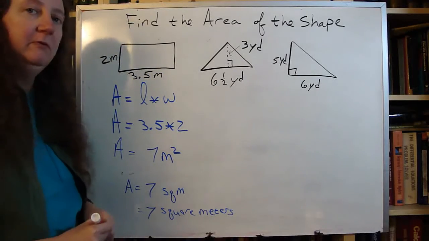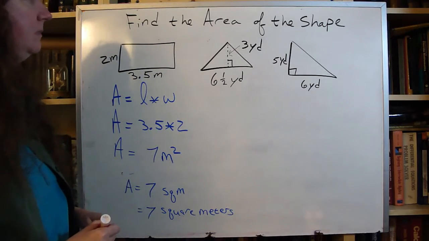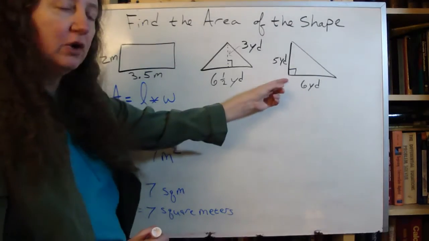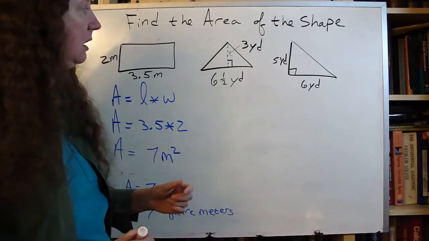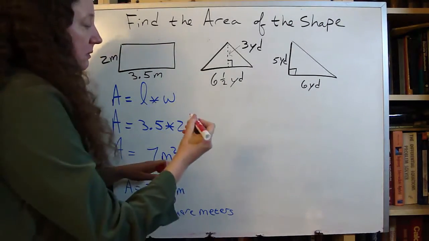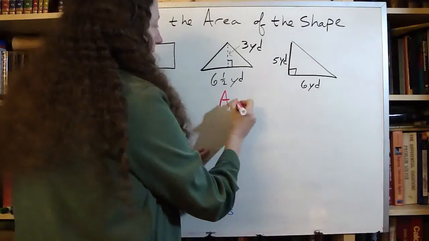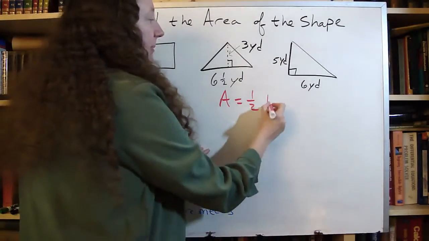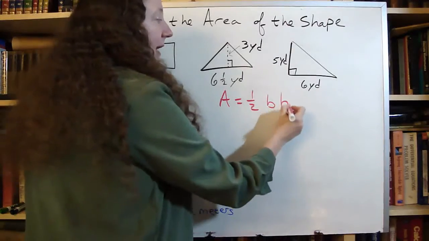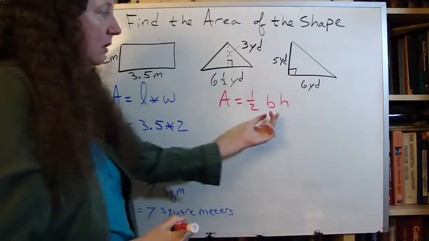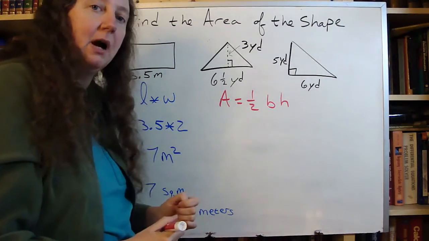Looking at the second picture here. Here we have a triangle. We have a triangle over here also. The equation for the area of a triangle is 1/2 times the base times the height. I need to figure out what my base and my height are.